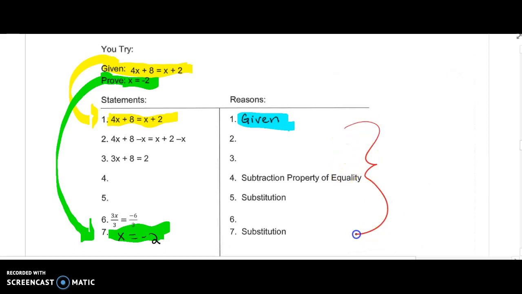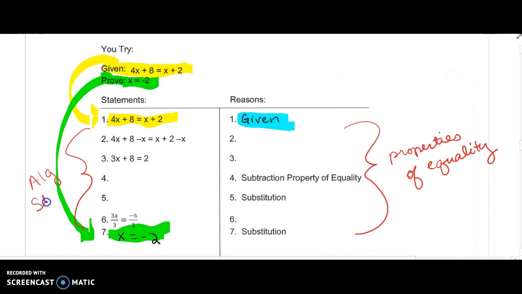these on the right-hand side are going to be the properties of equality that we did the matching with the other day. And then these over here are going to be your algebra steps to solve. Alright, so pause the video, take a minute, and you try.